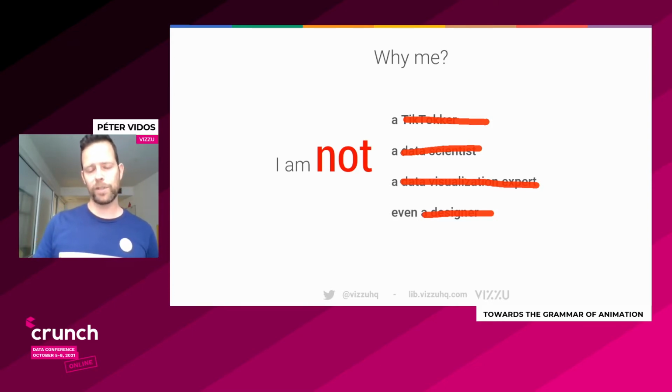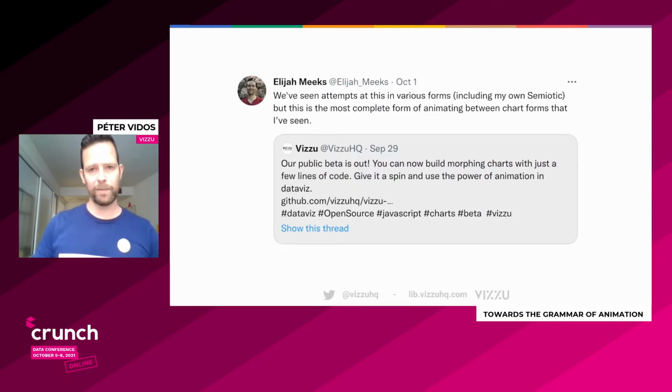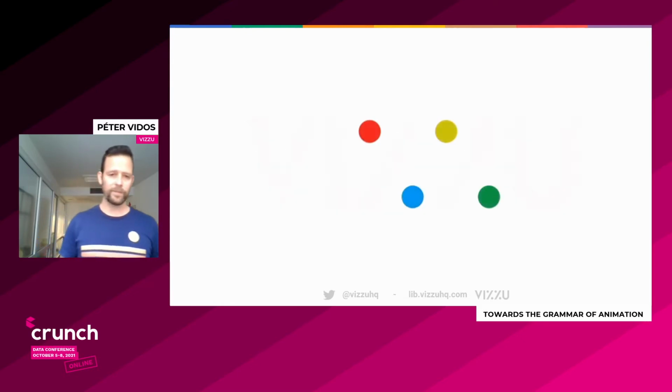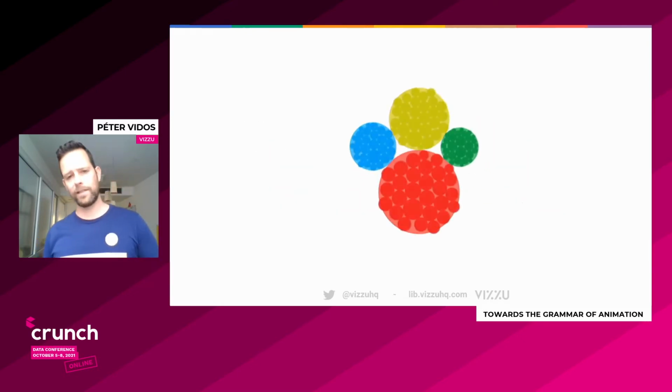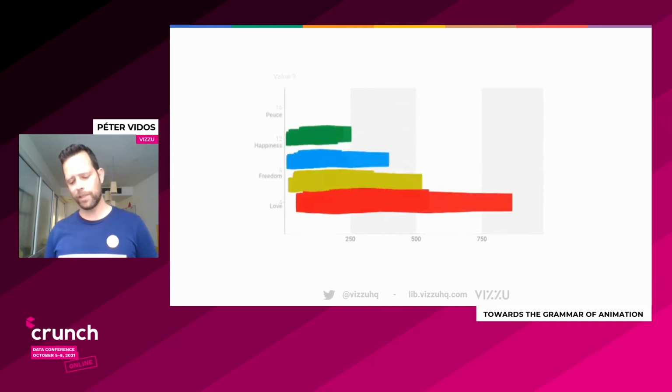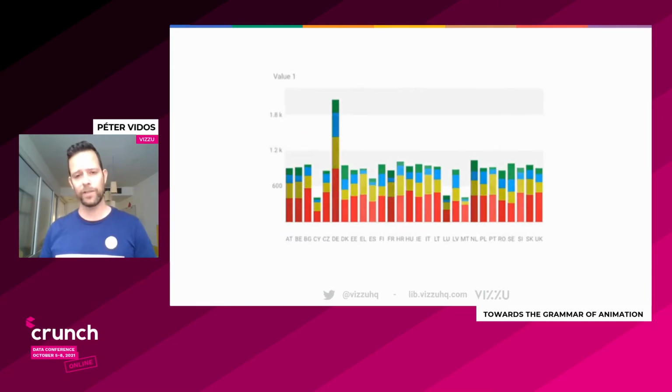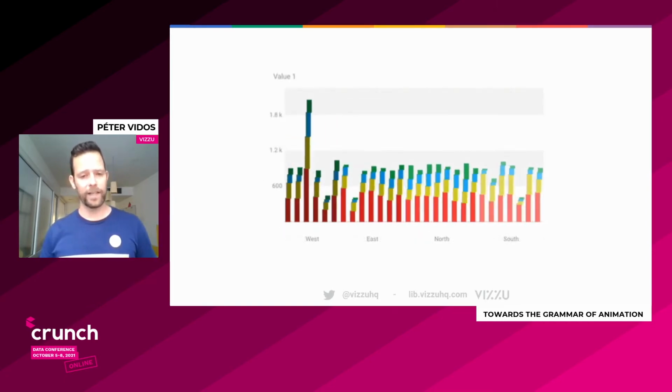But I spent the better half of last year building something that we just released into public beta, and that Elijah Meeks, the founder of the Data Visualization Society, just described as the most complete form of animating between chart forms that he has ever seen, for which we are very grateful to Elijah. This thing is called Visu. As you can see, this video showcases some of the transformations Visu can do, and it is indeed a very flexible thing.